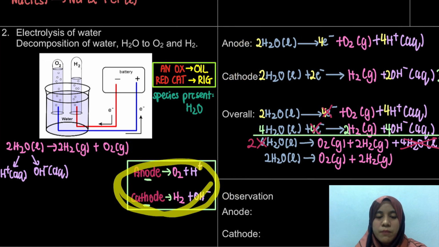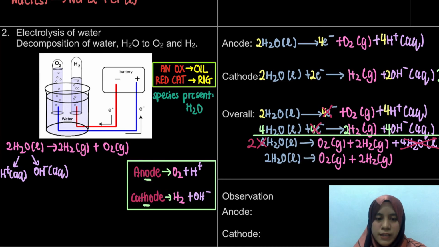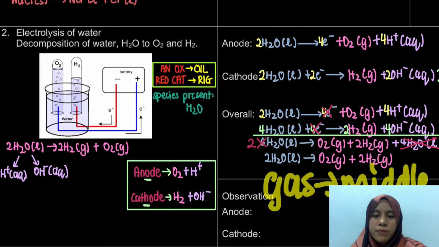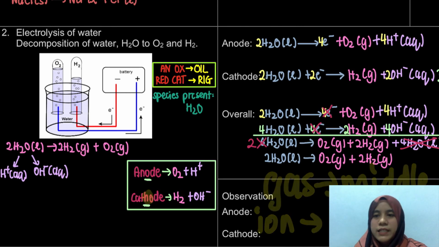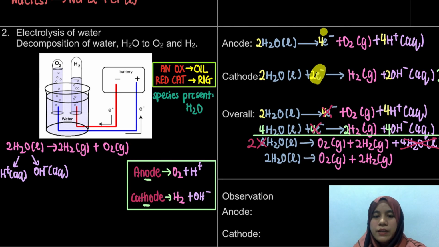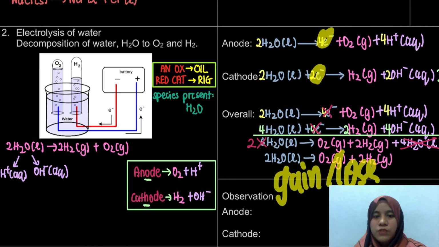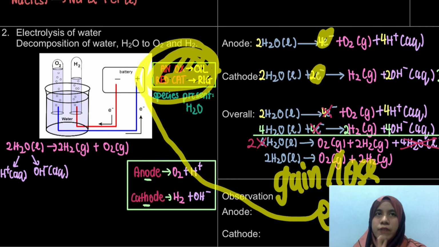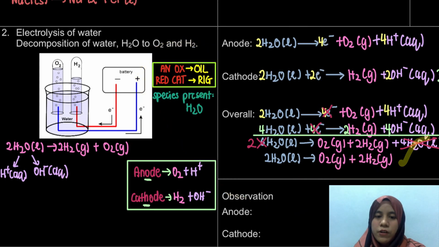Okay, remember the middle of the diagram must be your gas. Then the cathode must be your hydrogen. The ion refers to the cathode OH minus, so it means that the anode is H plus. Okay, and then make sure you have gain all loose electron. That one you must follow the rule of black cat, RIG and OIL.